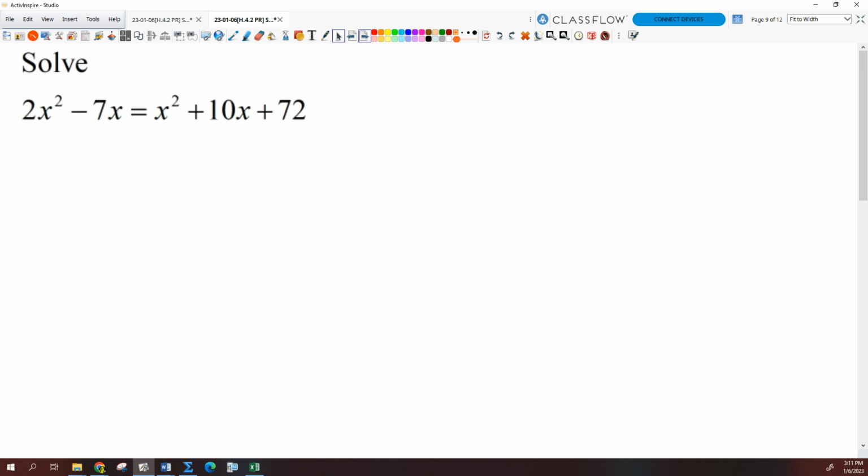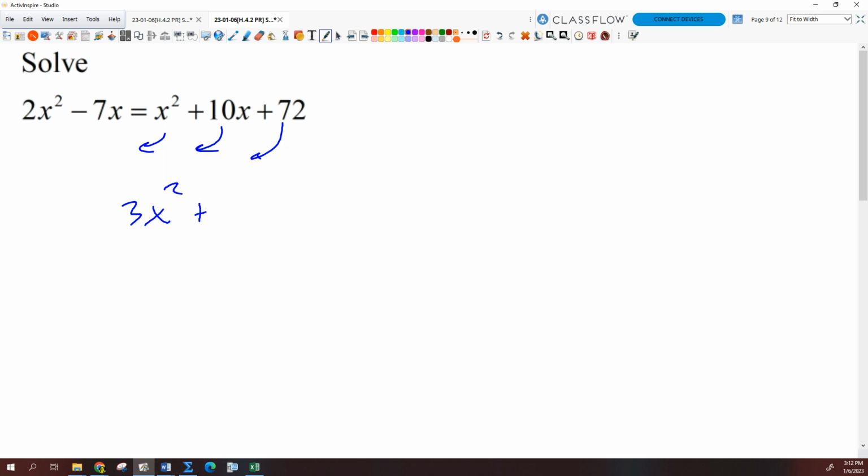Good. We want a to be positive. We want the coefficient of x squared to always be positive. The leading coefficient needs to be positive. Whatever the biggest power of x is, we need to make that one positive. So we're going to scoot everything over that way. And that's going to give us what? 3x squared.